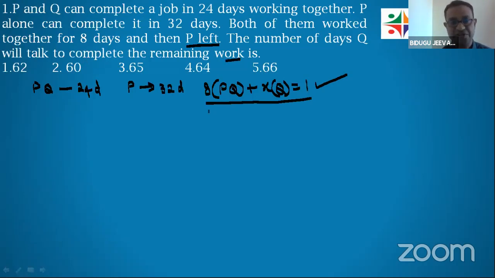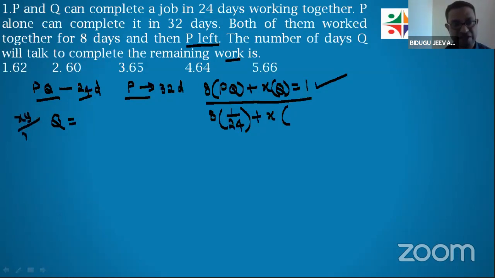Fine. Look here. 8 into P and Q can do the work in 24 days, so their 1 day work is 1 by 24, plus X into Q's capacity. Q's capacity is not given, but PQ capacity and P capacity are given. How to get Q's capacity? Subtract PQ minus P. That can be done by using XY by X minus Y. So 24 into 32 upon the difference, which is 8. 8 3s are 24. It is nothing but 96. So Q alone can do the work in 96 days.